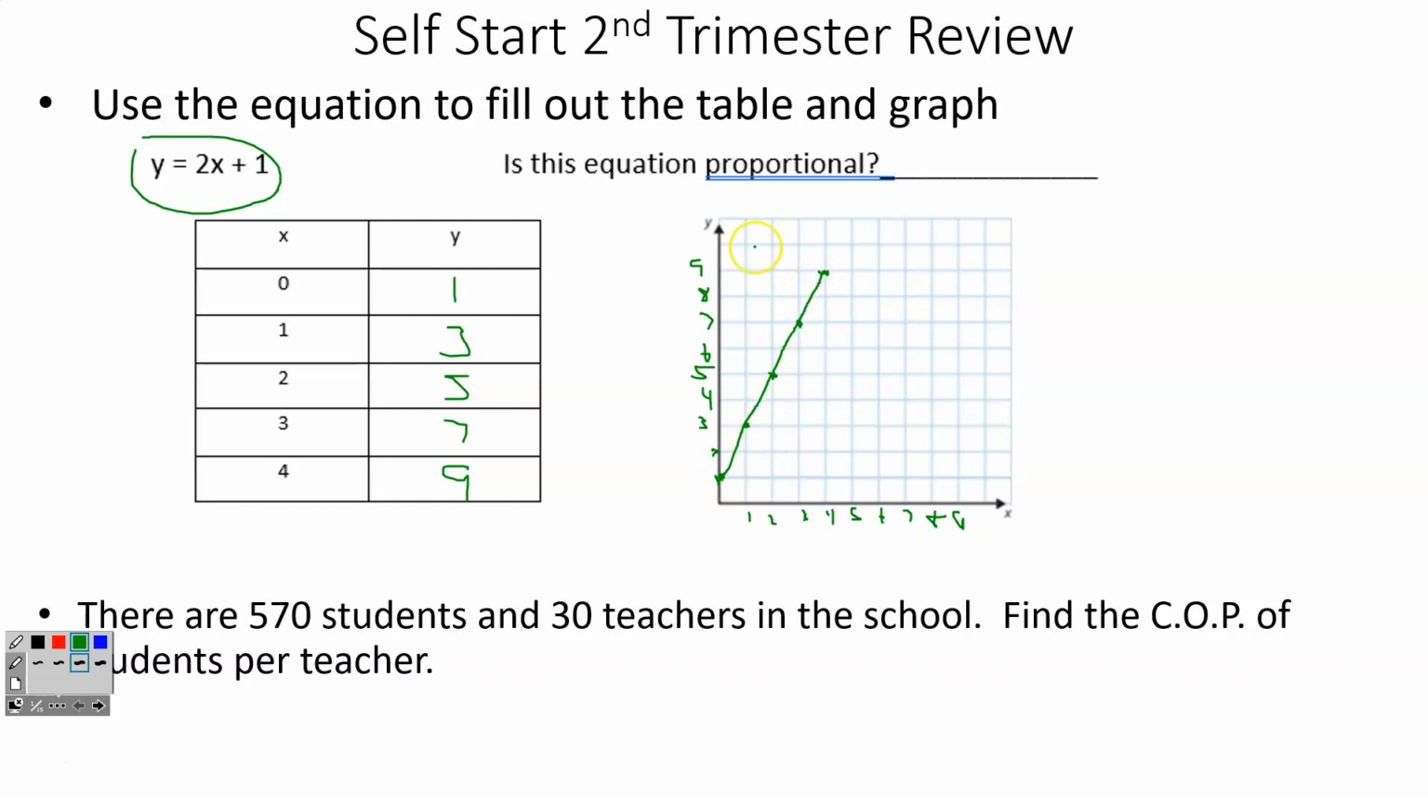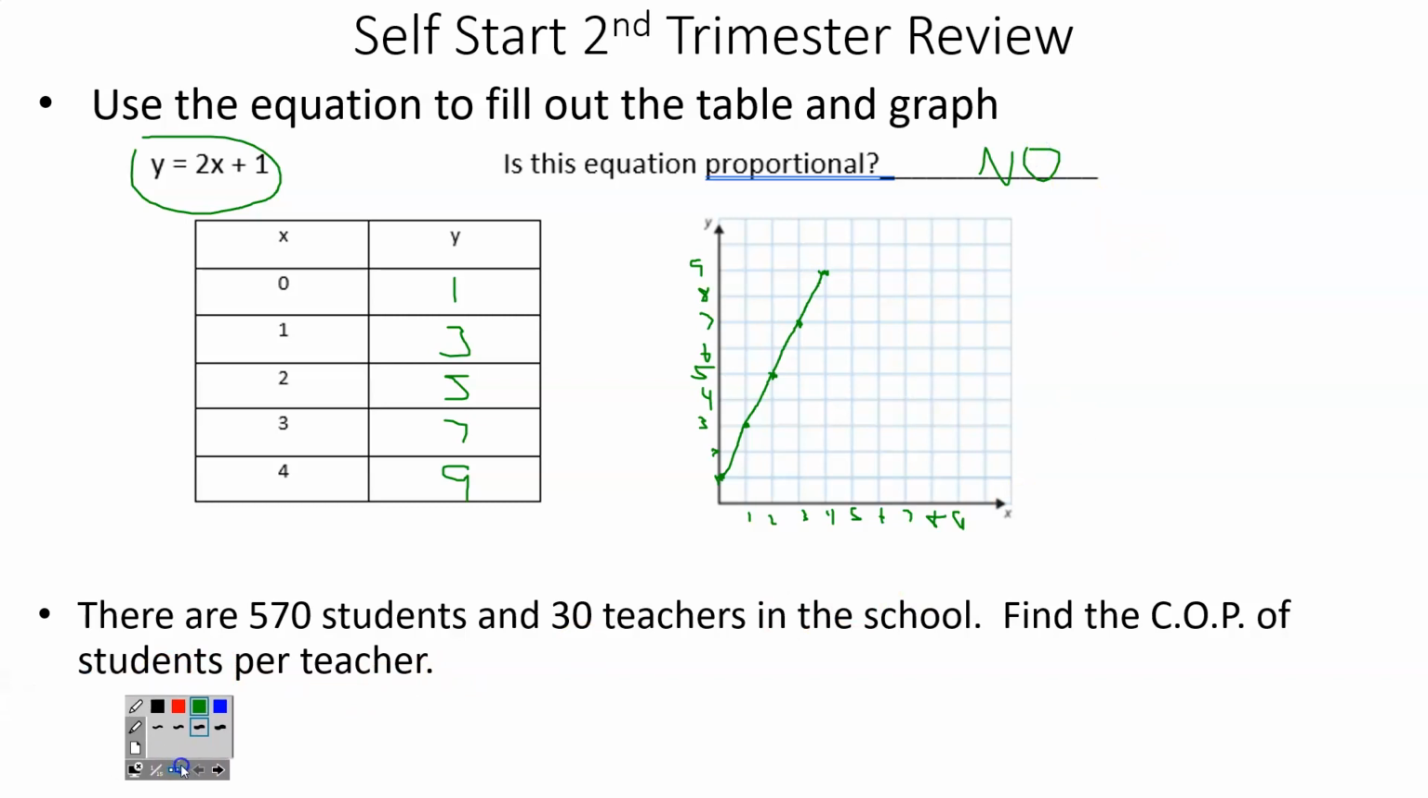There we go. So is it proportional? The answer is no, because in order to be proportional, it must go through 0, 0. But if I look at the table or the graph, it actually goes through 0, 1. Right there. So is it proportional? The answer is no.